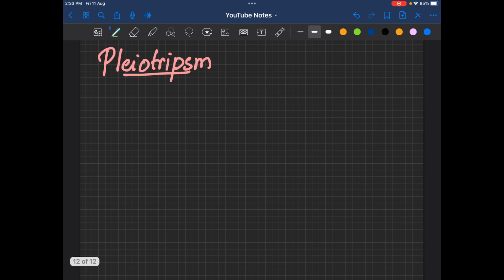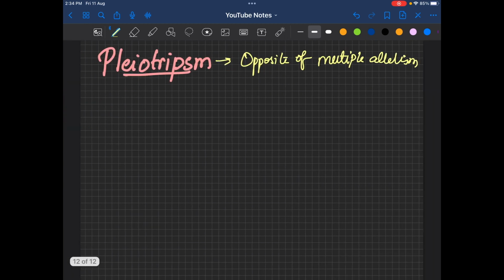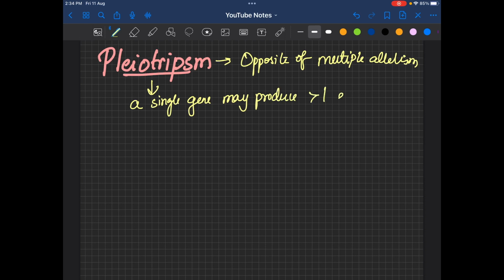Now next, pleiotropism. What is pleiotropism? A single gene may produce more than one effect. This is the opposite of multiple allelism, because in multiple allelism many alleles govern the same character, right? But here one single gene may produce more than one effect.